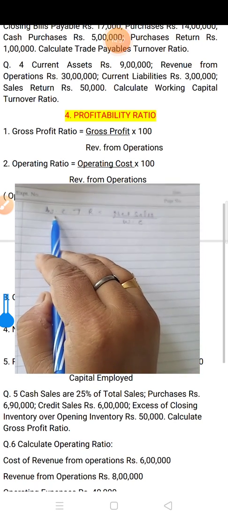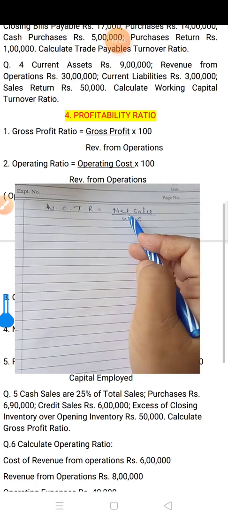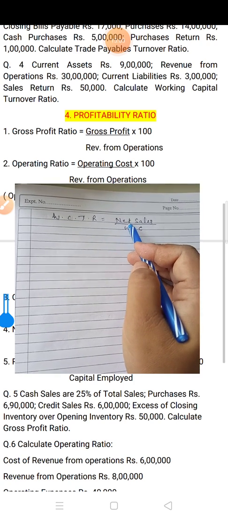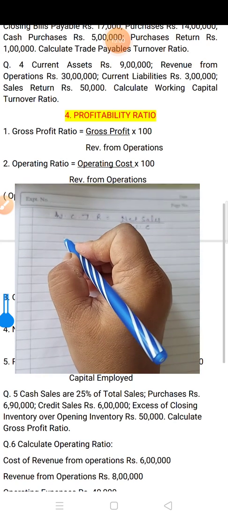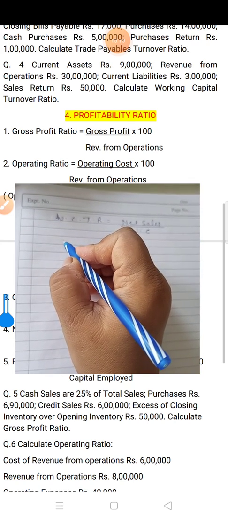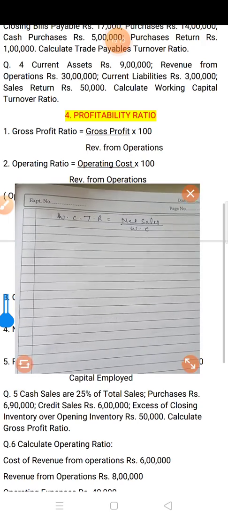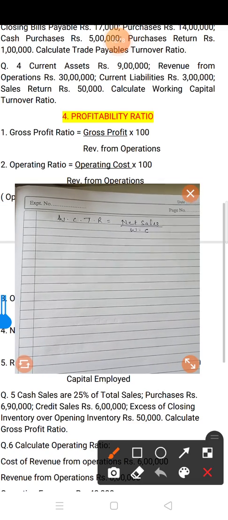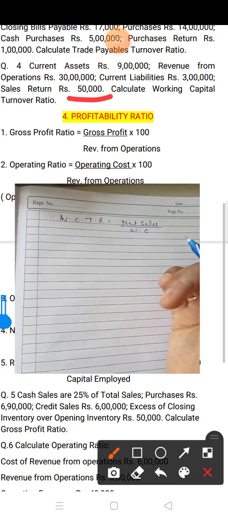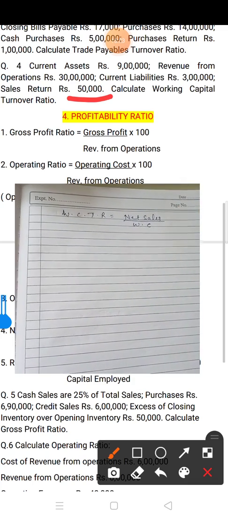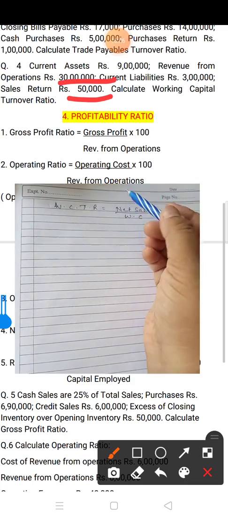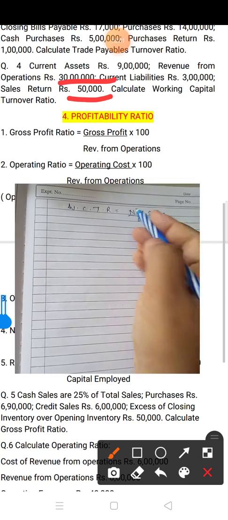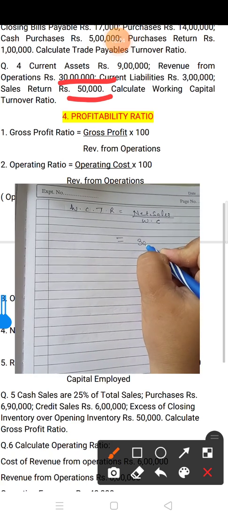See children, formula is working capital turnover ratio is equal to net sale upon working capital. The other name for net sale is revenue from operation. Now in the question, revenue from operation is given 30 lakh and here sales return is also given 50,000. But do not subtract it from revenue from operation, because revenue from operation is already net sale. It means sales return is already deducted. So net sale you have to write down 30 lakh.